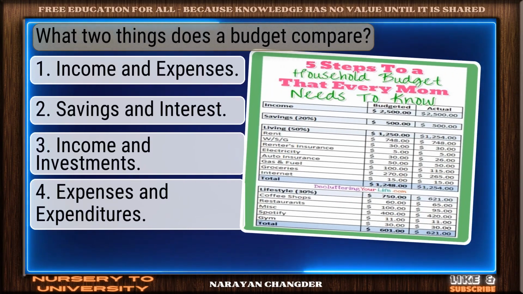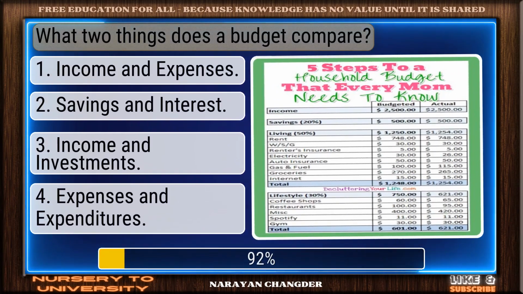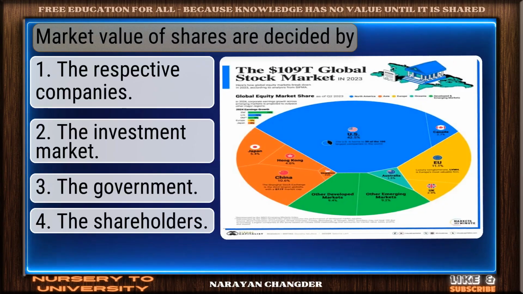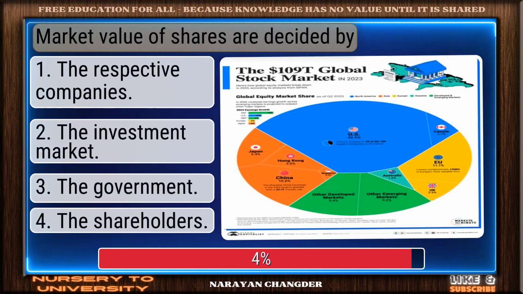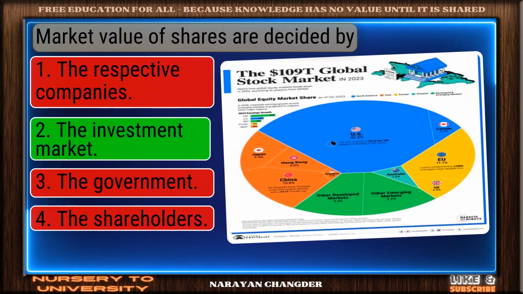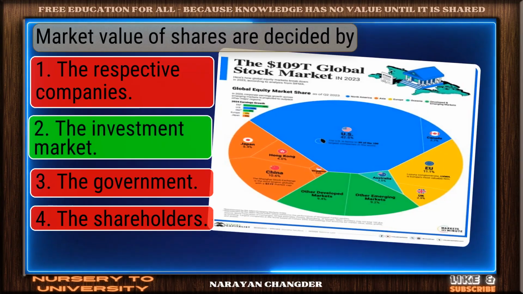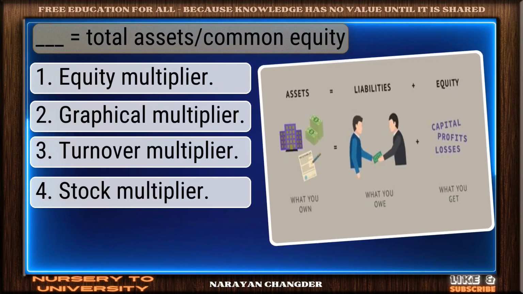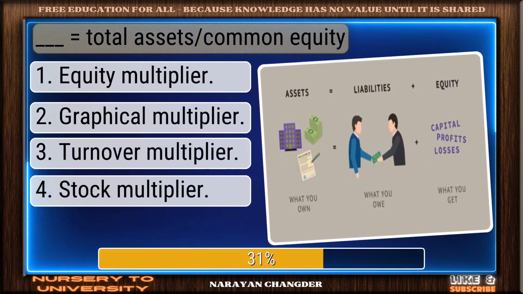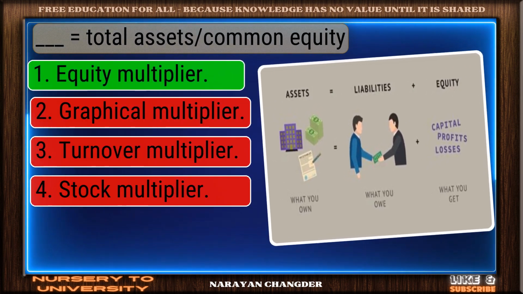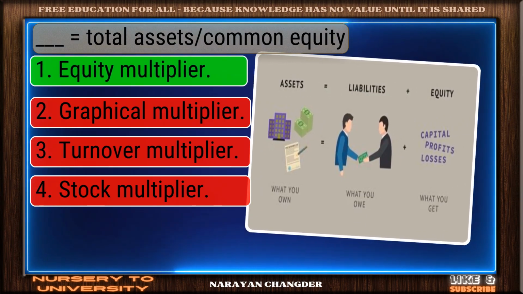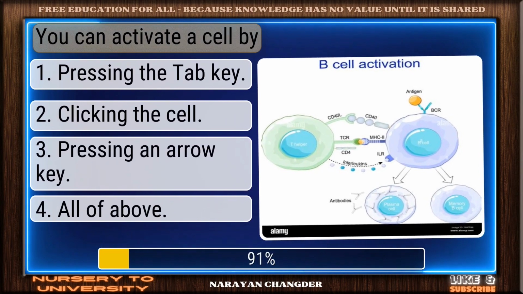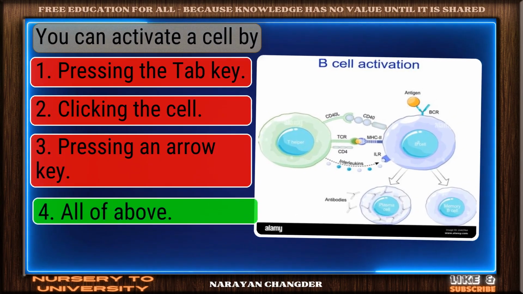What two things does a budget compare? Correct. Income and expenses is the right answer. Market value of shares is decided by... Clear logic. Your choice, the investment market, is sound and 100% true. Dash equal to total assets over common equity. Excellent choice. Equity multiplier is the right answer. You can activate a cell by... Smart move. All of the above is an accurate answer.